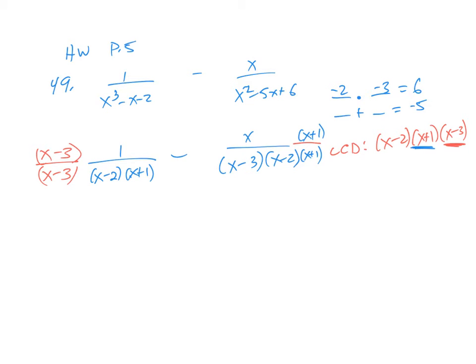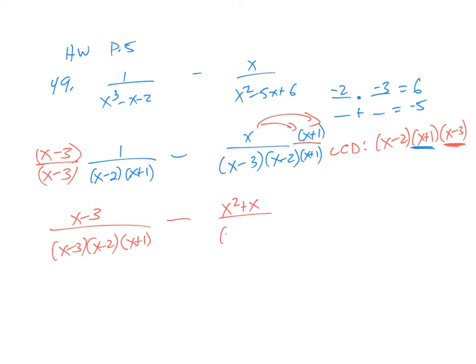And now we are going to distribute in each numerator. So we're going to have x minus 3 over x minus 3 times x minus 2 times x plus 1. Minus, I'll distribute the x to both of the binomial terms, so this will be minus x squared plus x over x minus 3 times x minus 2 times x plus 1. And now we're ready to subtract the fractions.